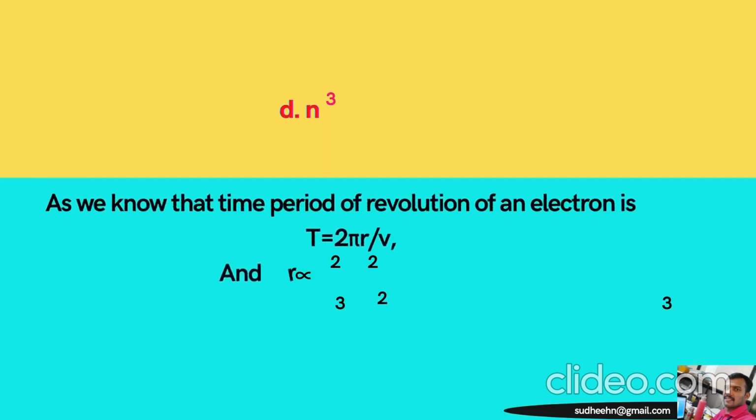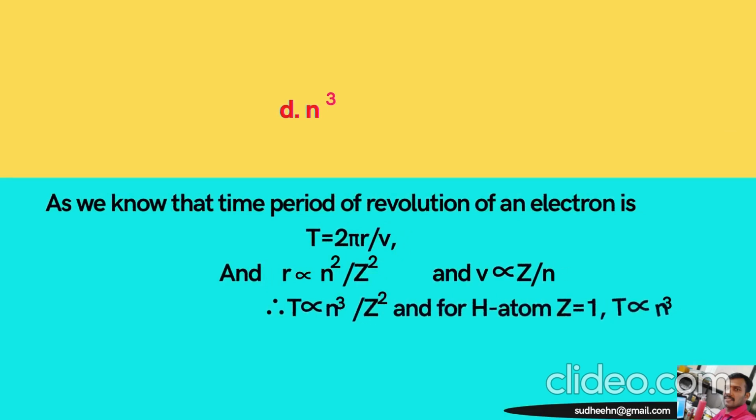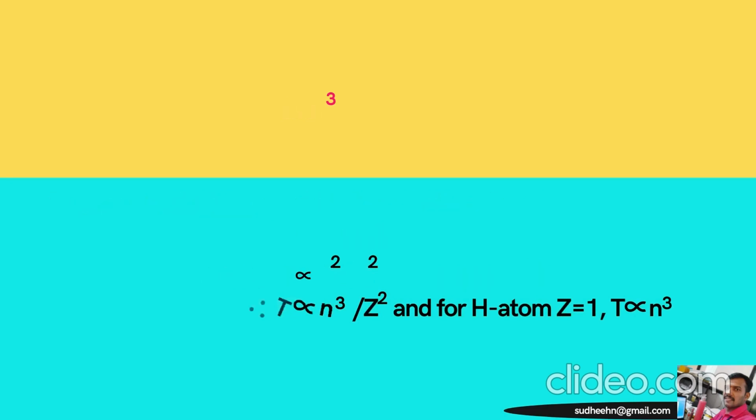Because we know that the time period of revolution of an electron is given by T is equal to 2πr divided by v. And also radius r is proportional to n square divided by z, and v is proportional to z by n. Therefore, T is proportional to n cube divided by z square, and we know for the H atom, z is equal to 1. By substituting that, we get the relation that time period T is directly proportional to n cube.